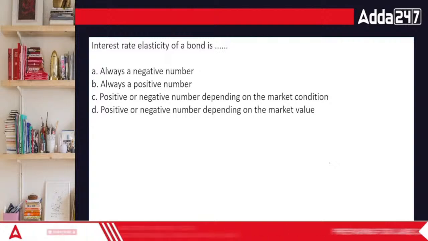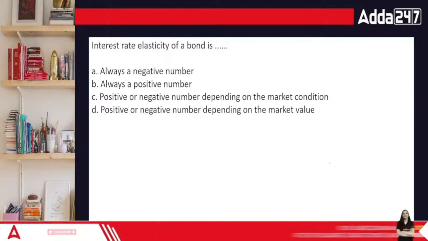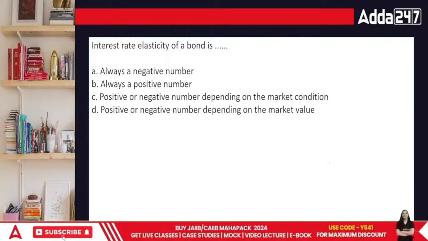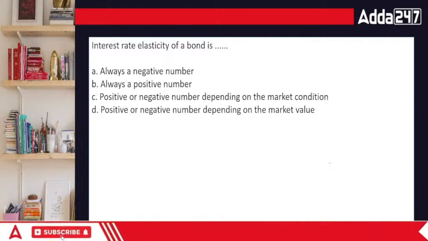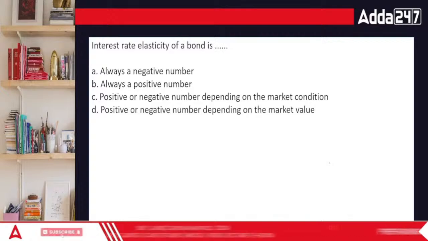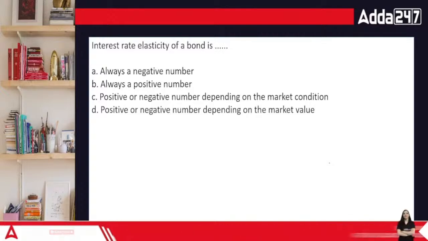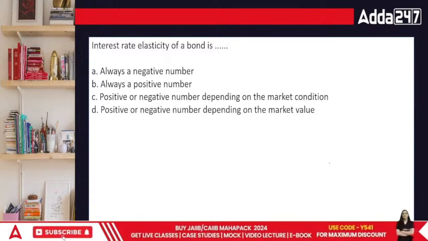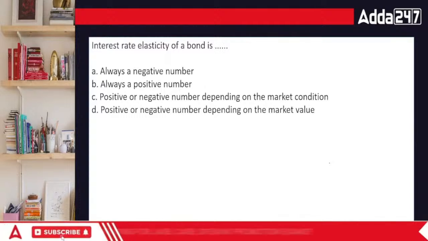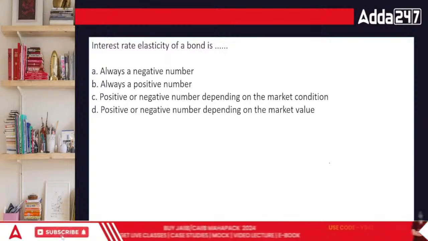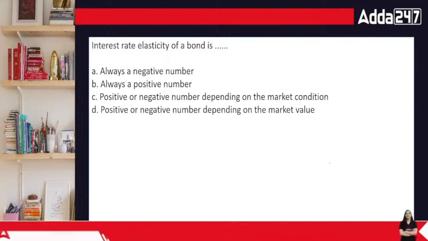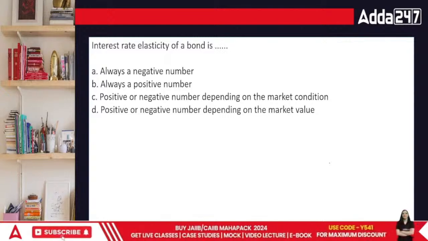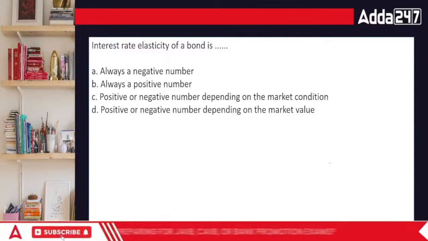Interest rate elasticity of the bond. What is interest rate elasticity of the bond, everyone? Interest rate elasticity can be stated as: when the interest rate changes, obviously it has a positive or a negative impact on the business. It can have a positive impact, it can have a negative impact. Always a negative number, or always a positive number, or positive or negative depending on the market condition, or depending on the market value.